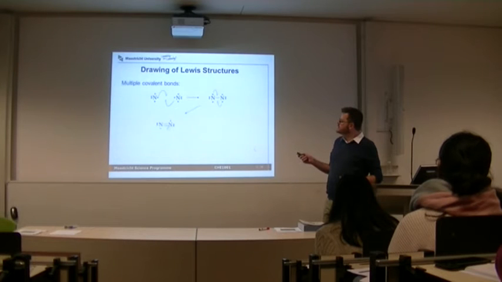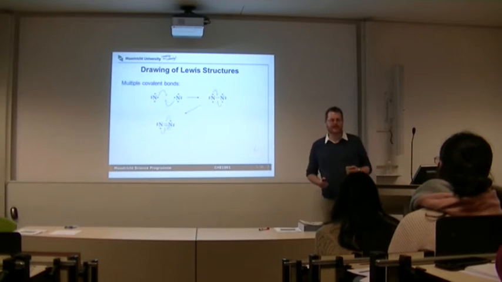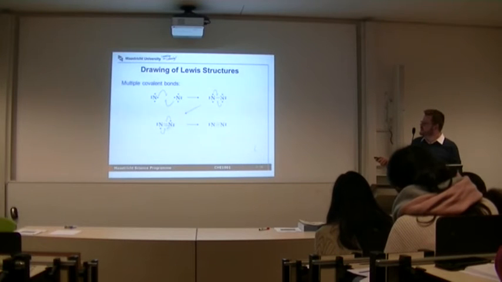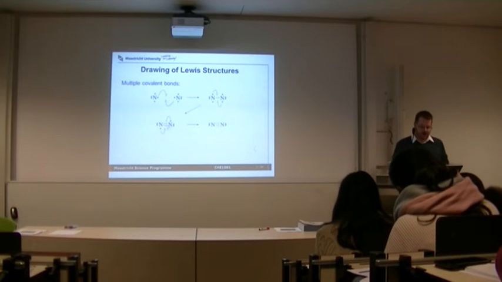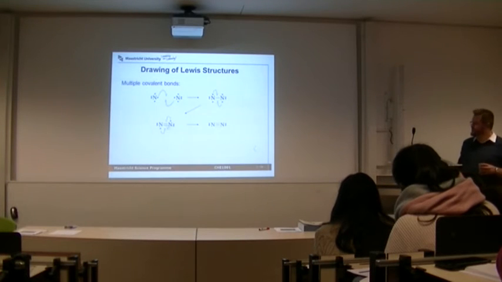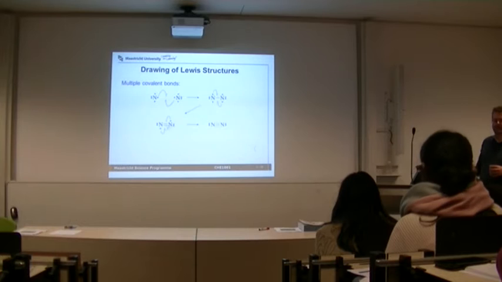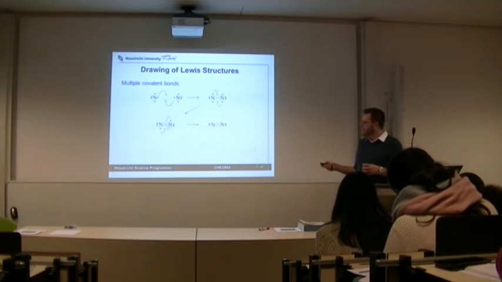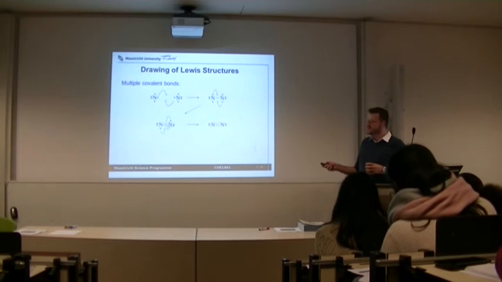That's no good, because if you count the electrons around it, it doesn't achieve noble gas configuration. So we shift more electrons around until we get to this point over here. Here we have, in fact, 6 shared electrons between the two nitrogen atoms, a triple bond, and each nitrogen atom has a lone pair.